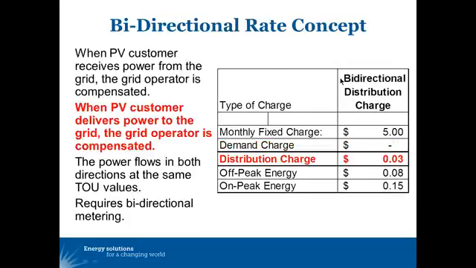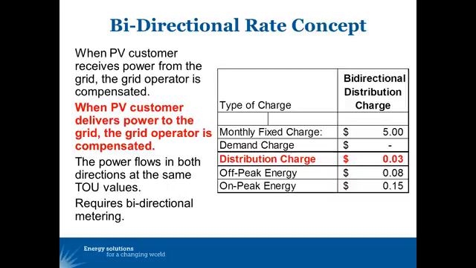The third example is the one that's a little unusual, a bidirectional rate concept. When the PV customer is getting power from the grid, the grid operator is compensated. When they're delivering power to the grid, the grid operator is compensated. I'll say that again. When the PV customer is sending power to the grid, they pay the grid operator for distribution services in order to take their surplus electricity and go find a customer for it.